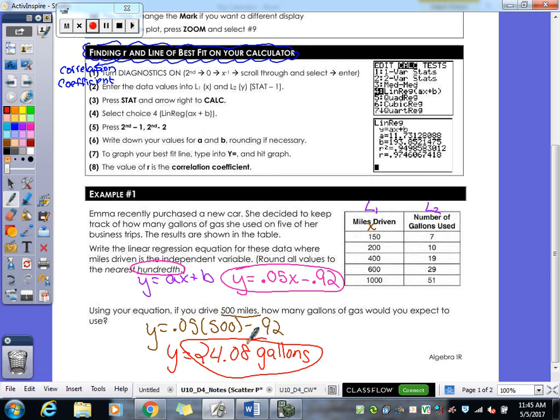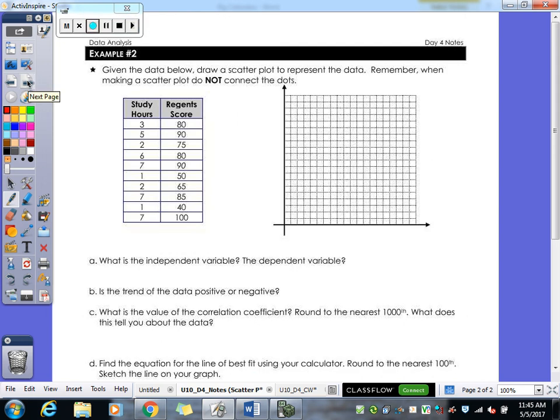All right, let's try another one, because the only way we're going to get used to this stuff in the calculator is if we just keep doing it over and over and over again. We got to keep practicing it. All right, so given the data below, draw a scatter plot to represent the data. Remember, when making a scatter plot, do not connect your dots. So we're going to be typing this into L1, and then your region score is going to go into L2.